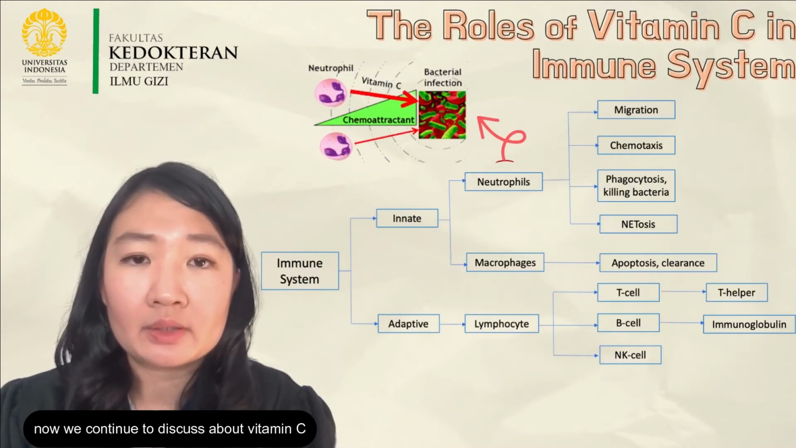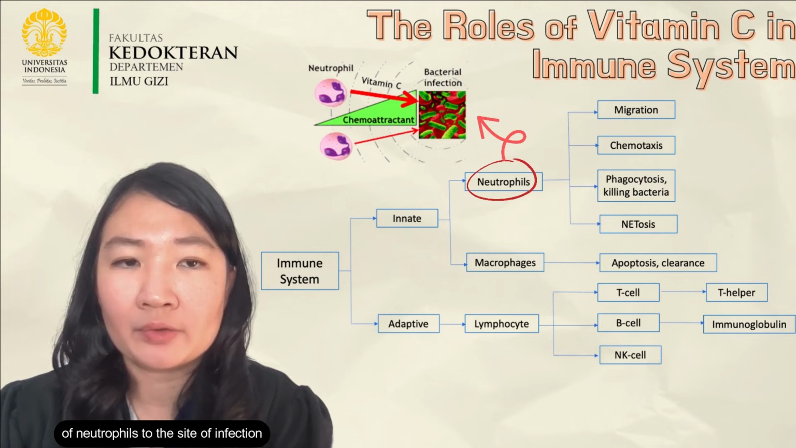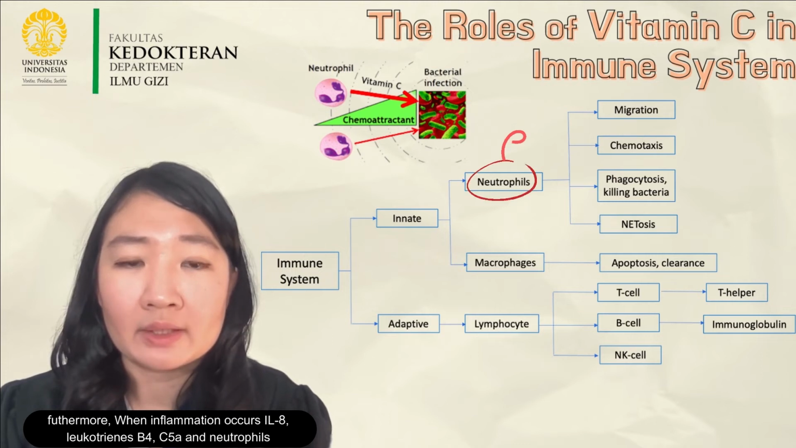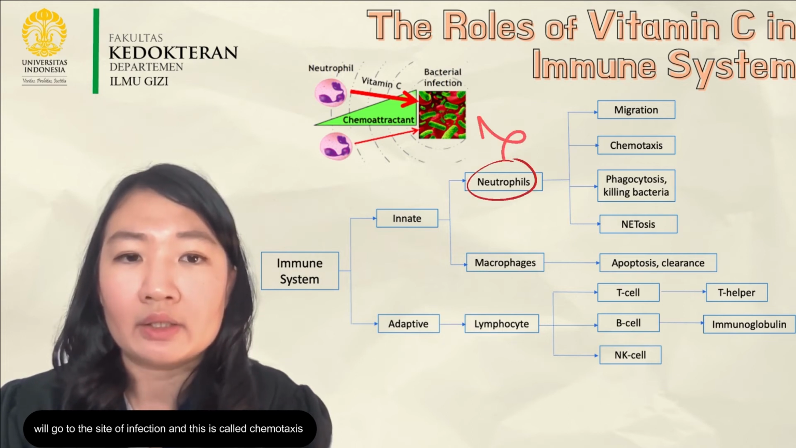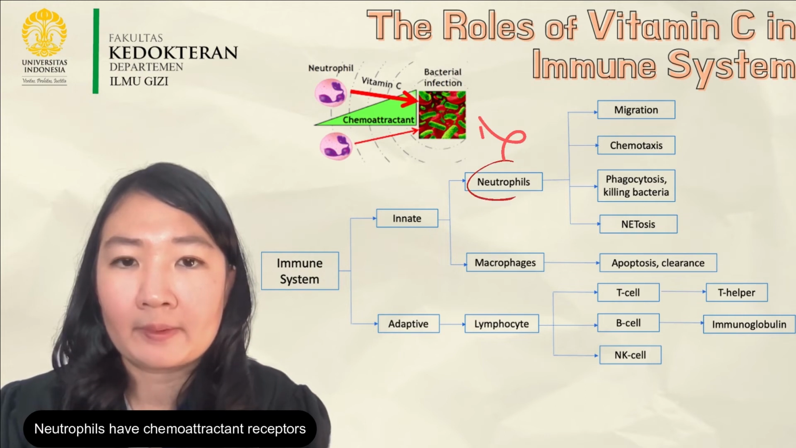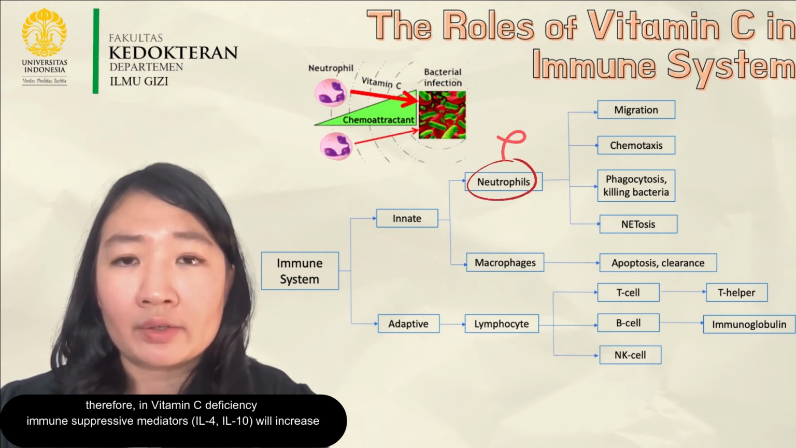Now we continue to discuss vitamin C. In the innate immune system, vitamin C causes migration of neutrophils to the site of infection. Furthermore, when inflammation occurs, interleukin 8, leukotriene B4, complement C5a, and neutrophils will go to the site of infection, and this is called chemotaxis. Neutrophils have chemoattractant receptors. Therefore, in vitamin C deficiency, immunosuppressive mediators such as interleukin 4 and interleukin 10 will increase.